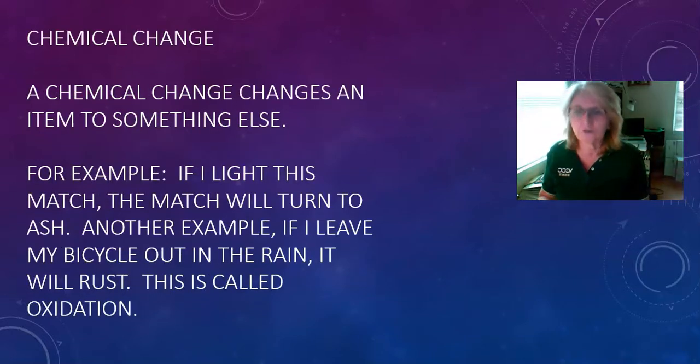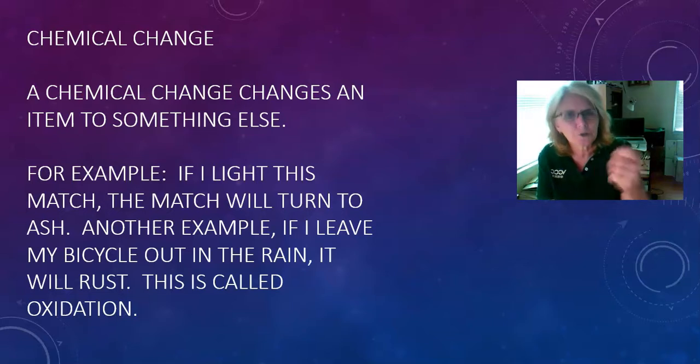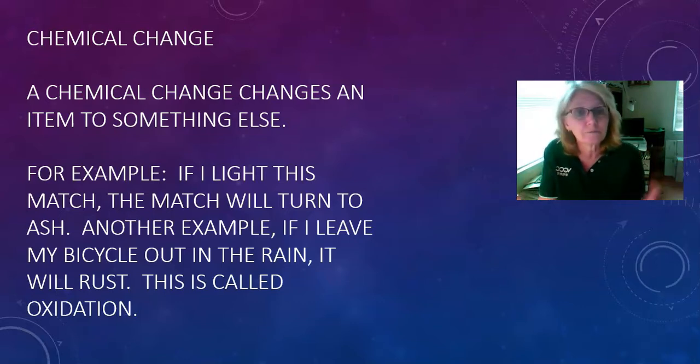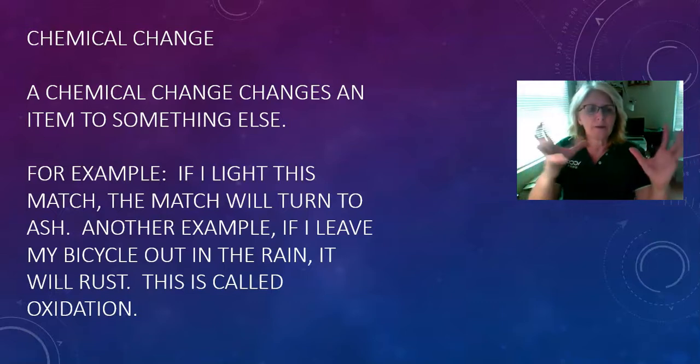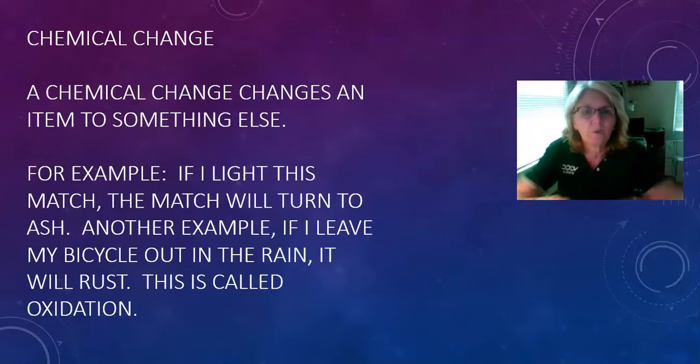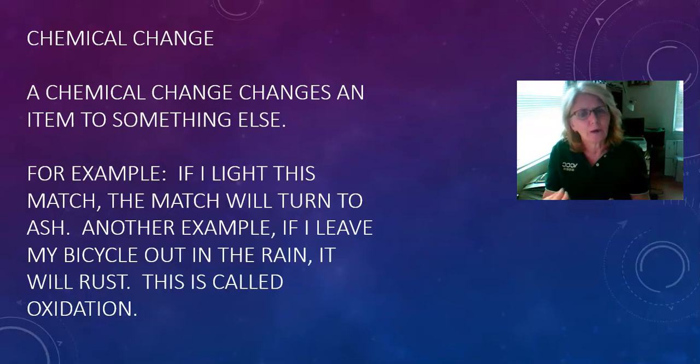A chemical change. Chemical change is when something changes, an item changes to something else. Let's go back to the match. If I light the match to start my campfire, the match no longer looks like a match anymore. It is gone. It just turns to ash. Let's say that I'm building a campfire and I put a piece of wood on the fire. When I take the wood out after the fire is all done, is it still a piece of wood? No, it is ash. So that is a chemical change.